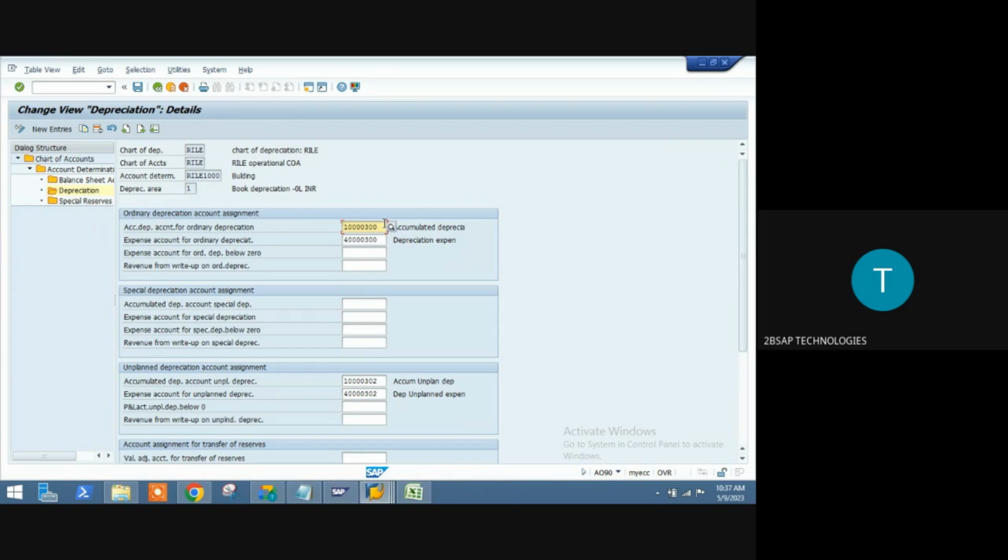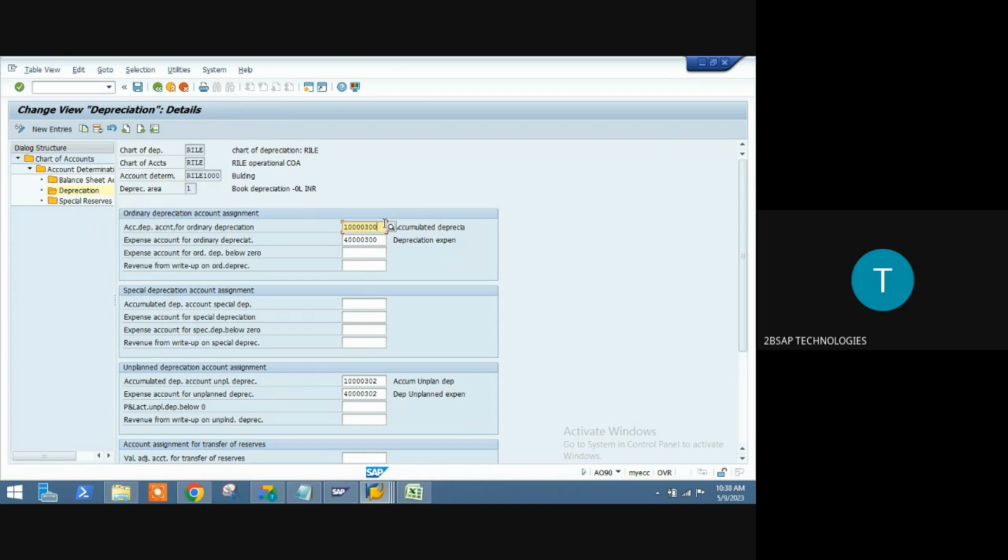That is the feasibility. I am grouping my assets into asset classes, and in the same way I am grouping my account determination. Okay, so if you want to create an asset class, what do you need to think first? You need to think of similar nature of assets, and for the same assets, you are going to use a similar nature of GL accounts.